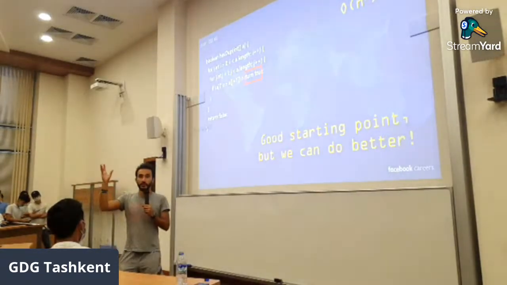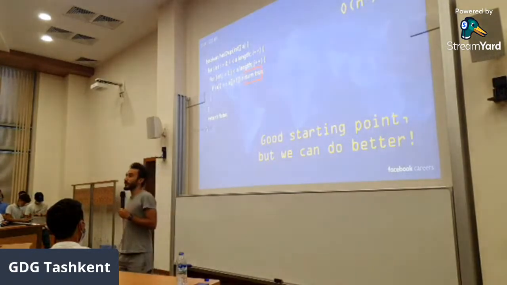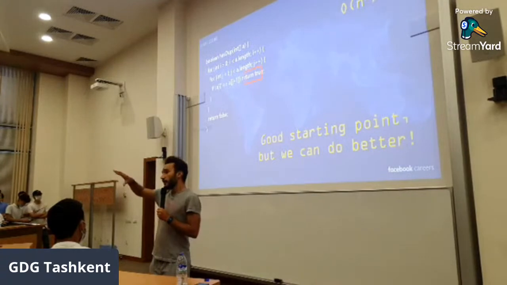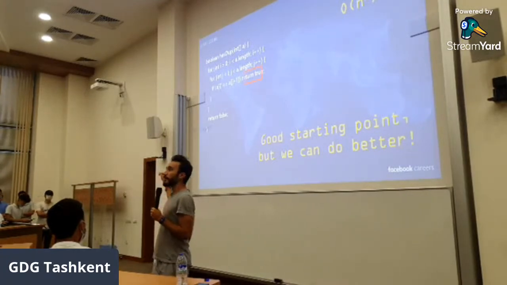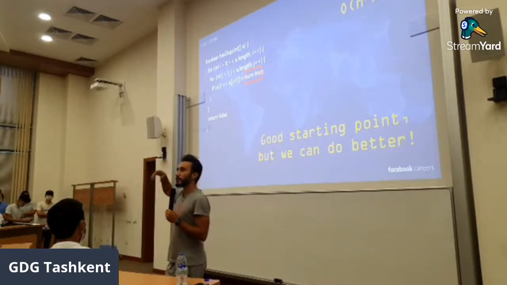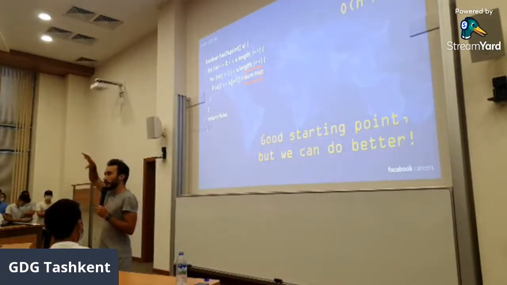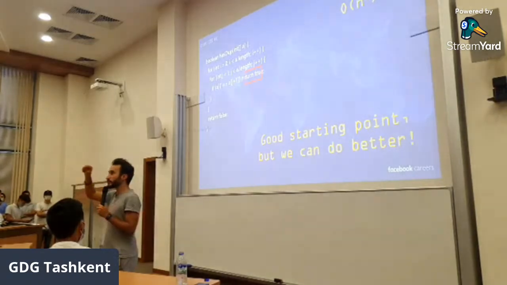Because if it's sorted, the duplicate will be right next to the current element we're looking at. So we can simply sort it, and then we can just check elements with their neighbors. Because if there's a duplicate, we'll be guaranteed that it's next to its neighbor.